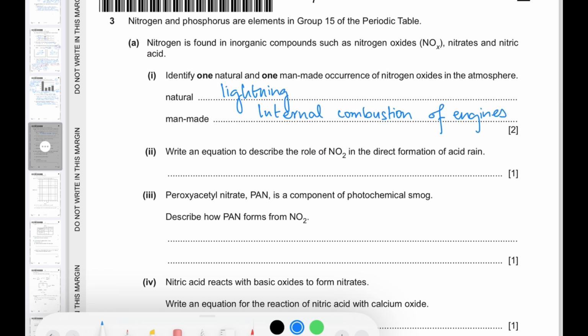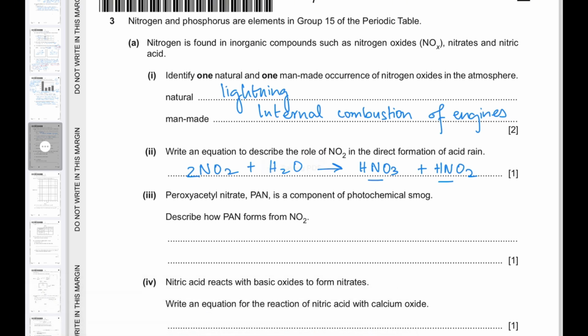Write an equation to describe the role of nitrogen dioxide in the direct formation of acid rain. Here you can write one of two possible equations. I like to write the reaction of nitrogen dioxide with water to form two different products, where you've got two nitrogen atoms on the right hand side, so you need to balance that equation, and that's it.